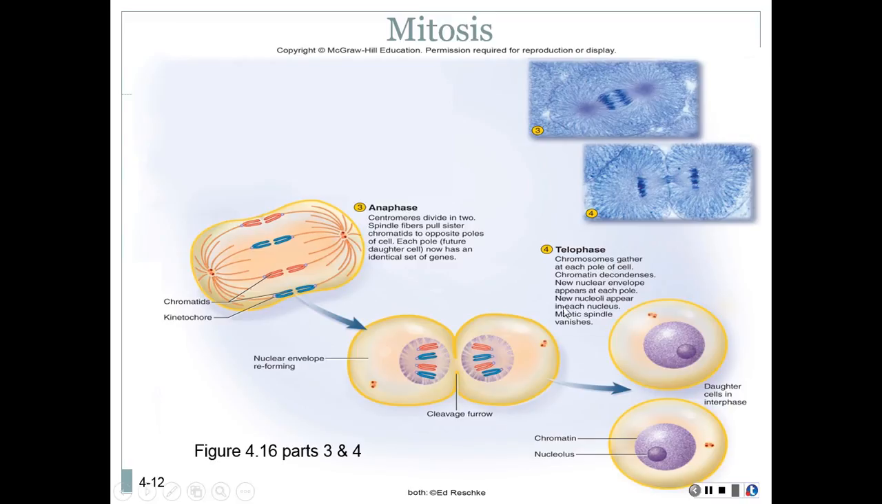Telophase here is the last phase of mitosis, during which the daughter chromosomes are clustered on each side of the cell. A new nuclear envelope forms, and the chromosomes begin to uncoil, while the meiotic spindles start to vanish. So you don't see the spindles anymore, but you still have the centromeres.